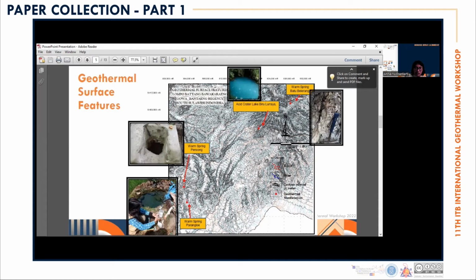These two surface geothermal features are at the high altitude of this area. The second group is the Pencong group, which only consists of the warm spring of Pencong and the warm spring of Lama. So the geothermal surface features that are still active are only the warm spring Batu Belerang and the Pencong Paranglo group warm springs, whereas the cold acid crater Lake Biru Luraya is not active anymore.